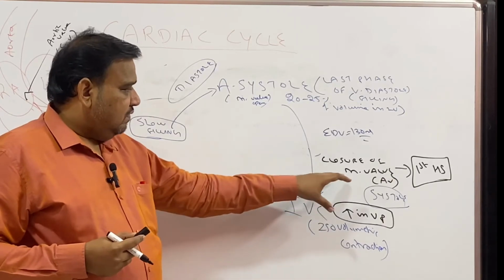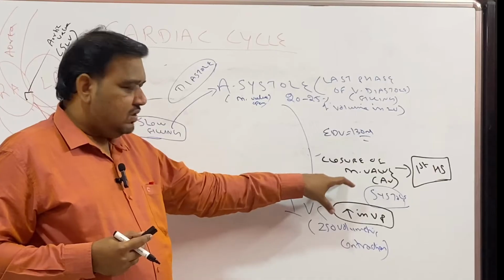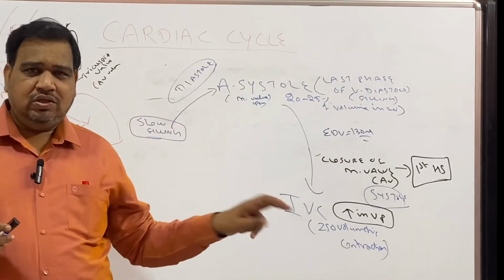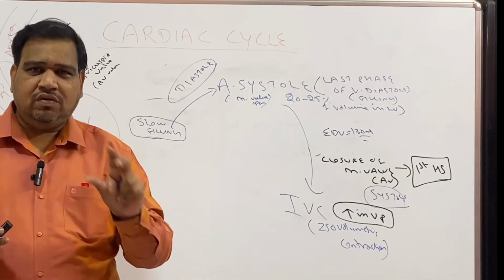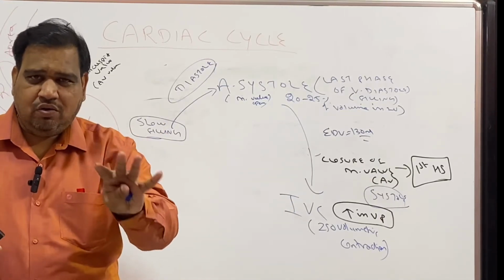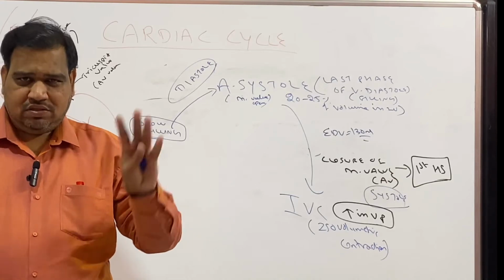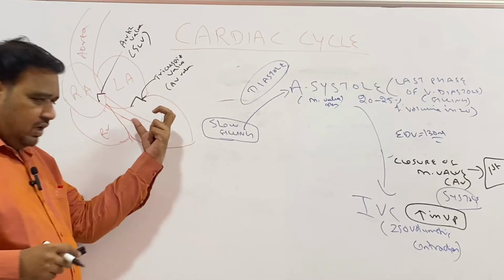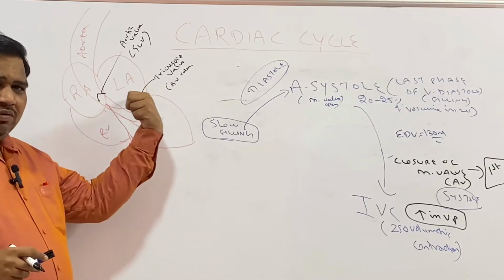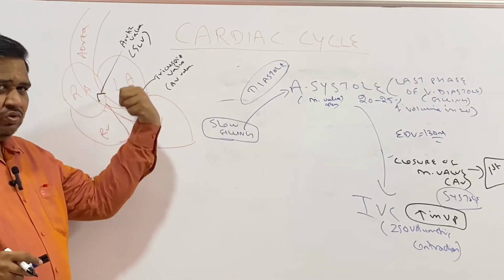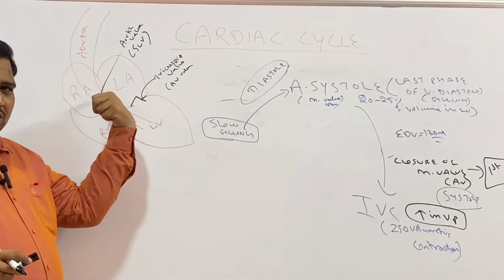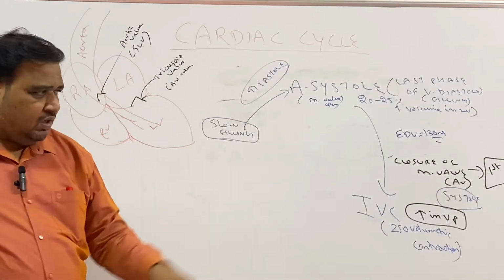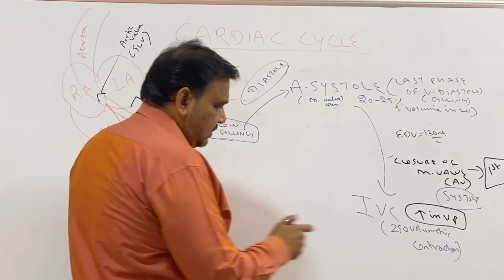So they can ask, when the closure of AV valves occurs, during which phase? The closure of AV valves occurs at the start of isovolumetric contraction phase. So once the AV valve closes, the isovolumetric contraction phase starts. Why does the AV valve close? When the ventricle starts contracting, to prevent backflow, the AV valve closes. Here the mitral valve closes. So the mitral valve is closed, the semilunar valve is closed. All the valves are closed. So no going out of blood, no coming in of blood. That is why iso means same.